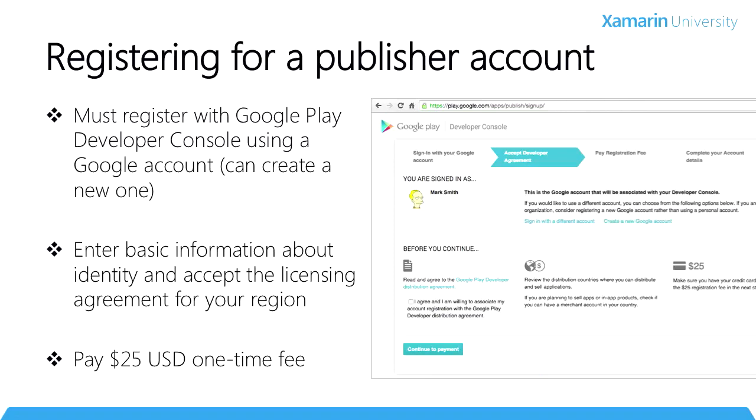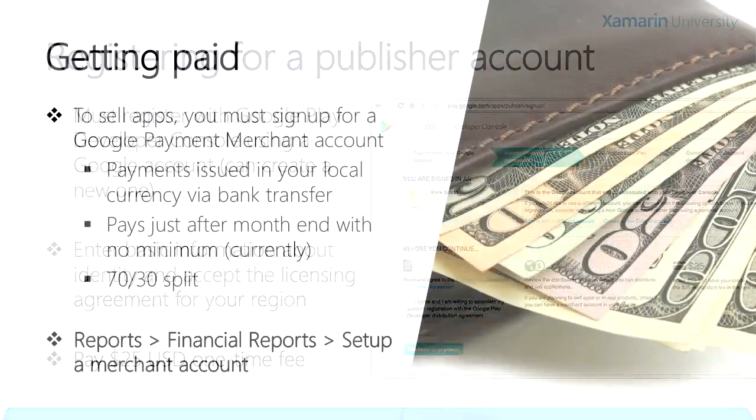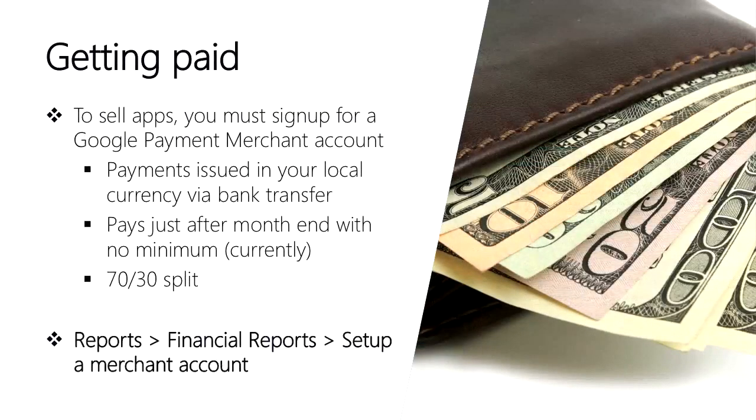Registration is $25. That's a one-time fee. We got to enter basic information about our identity. We got to accept the licensing agreement, and then we are done. If we want to sell applications there, we have to sign up for the Google Payment Merchant account. Payments will be issued in the local currency via bank transfer.